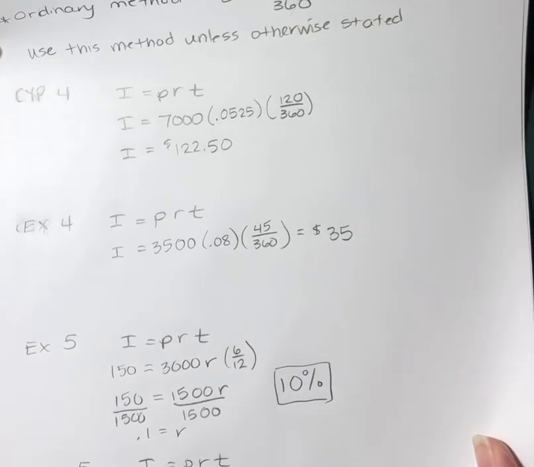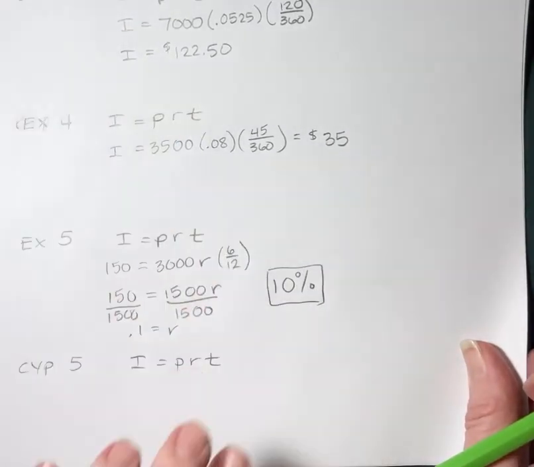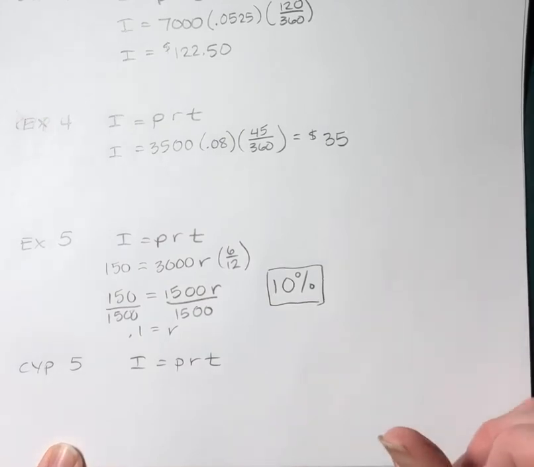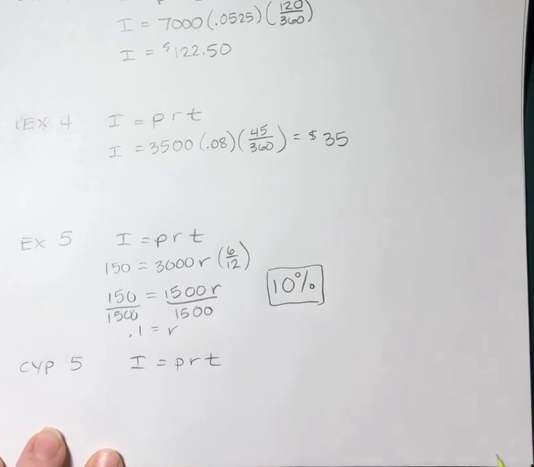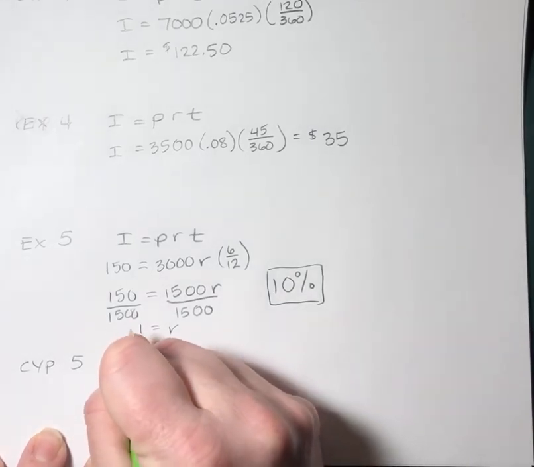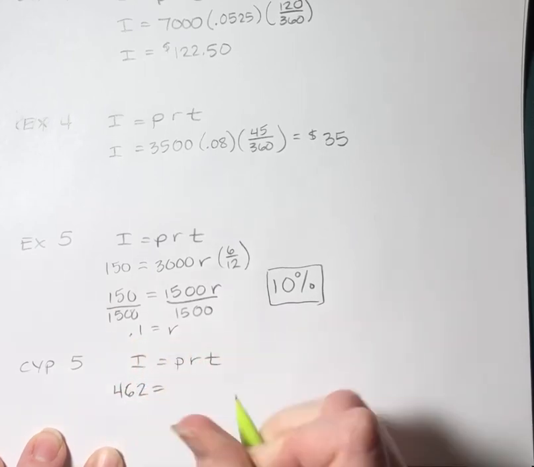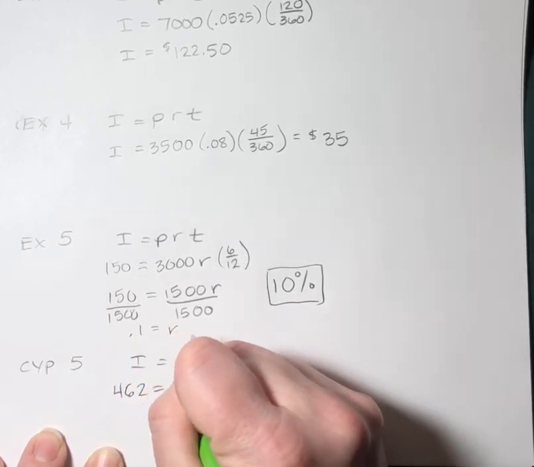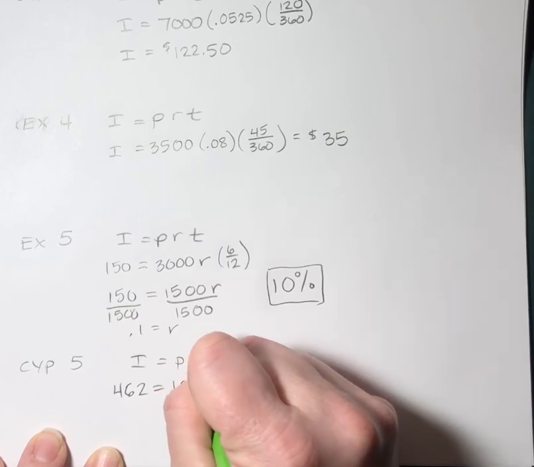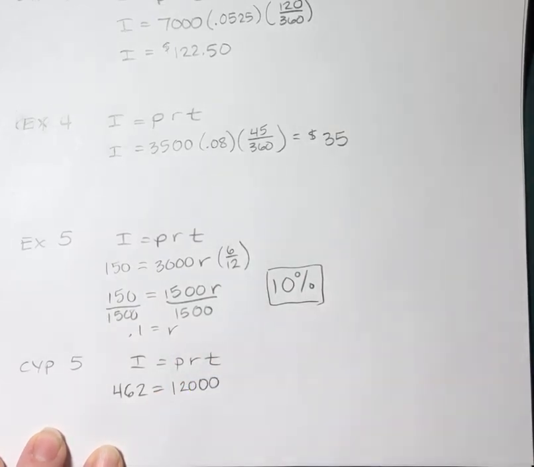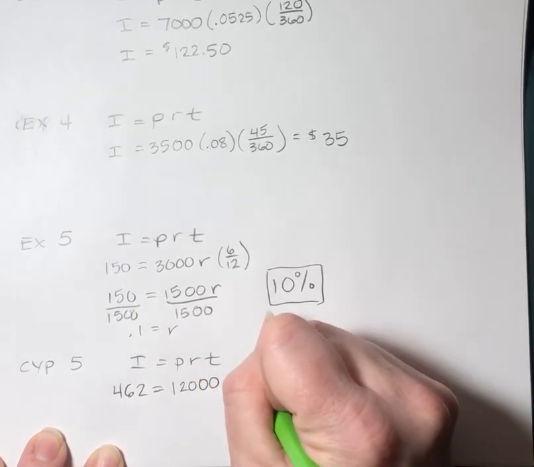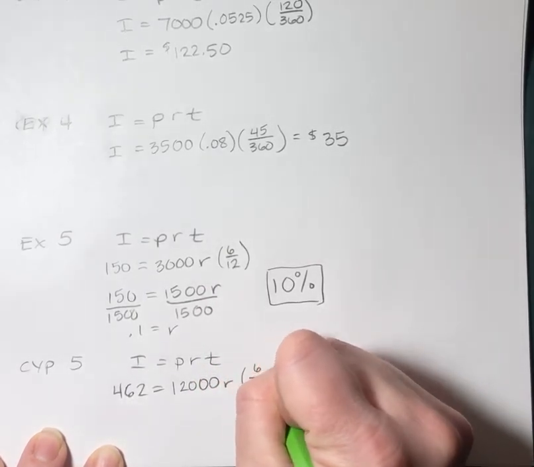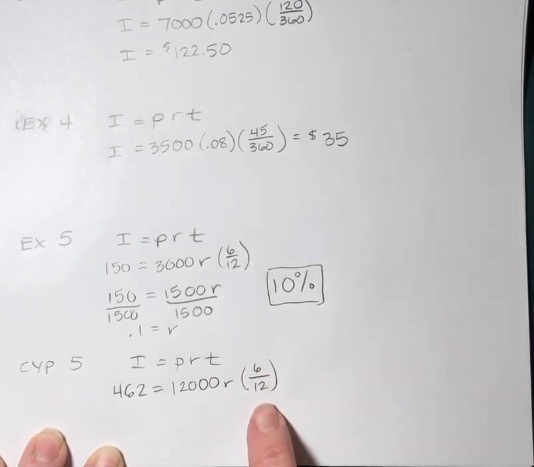And then we'll do check your progress 5. The simple interest charged on a 6-month loan of $12,000 is $462. Find the simple interest rate. So interest is $462. The loan is $12,000. Make sure you get enough zeros. We are looking for our interest rate. And then again, our time is 6 months. So I have to do 6 out of 12.